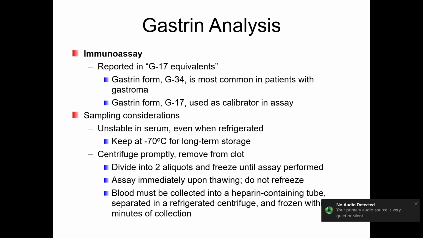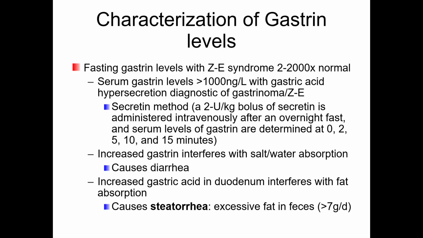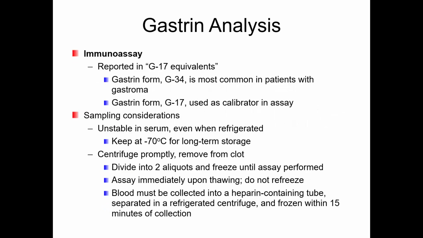Gastrin analysis. So gastrin is analyzed using an immunoassay. Once we do the secretin method that we described previously, then we will evaluate those serum samples for the presence of gastrin. So gastrin is measured by immunoassay. It's reported in G17 equivalents. So G17 is the reagent, and it's used as a calibrator in the assay. The gastrin form G34 is most common in patients with gastrinoma.